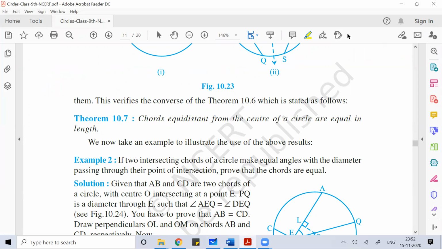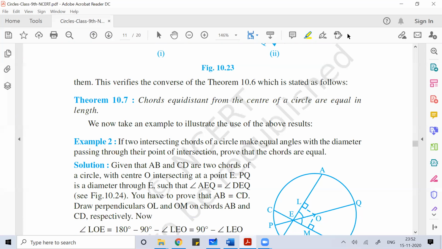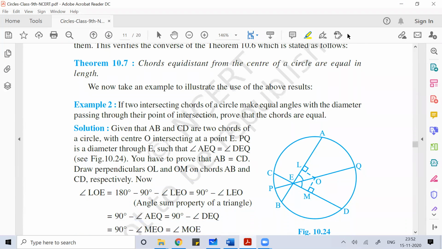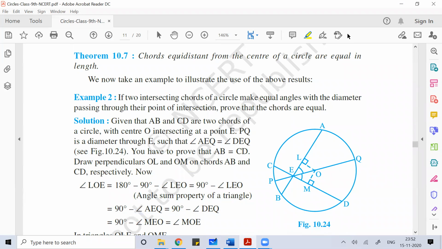Then, if two intersecting chords make equal angles with the diameter passing through the point of intersection, prove that the chords are equal. This concept is important. Suppose there are two chords, AB and CD, and suppose they make equal angles with the diameter. Suppose PQ is a diameter passing through the center of the circle O, and suppose angle AEQ is equal to angle QEM. Then you have to prove that these chords are equal.